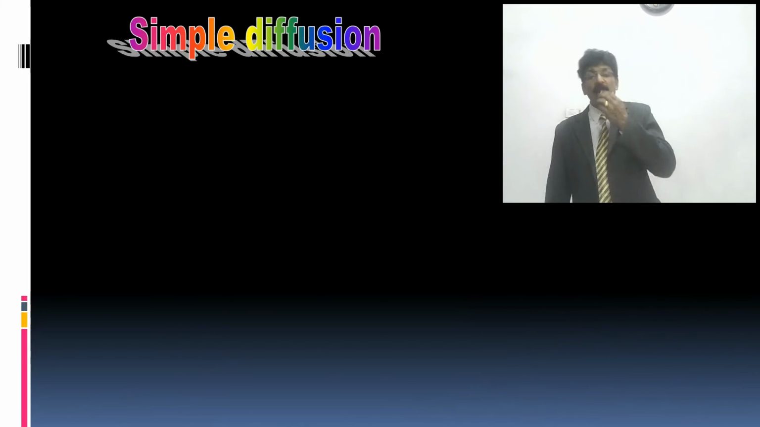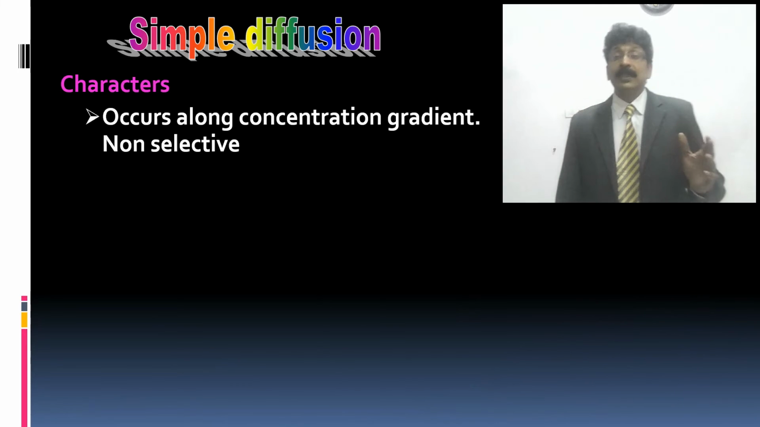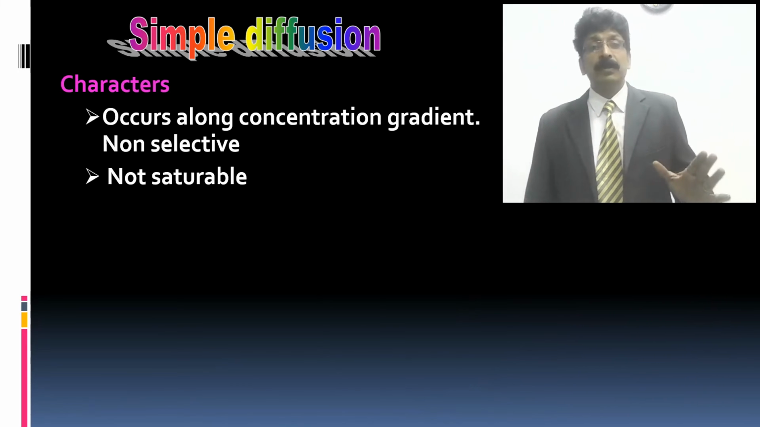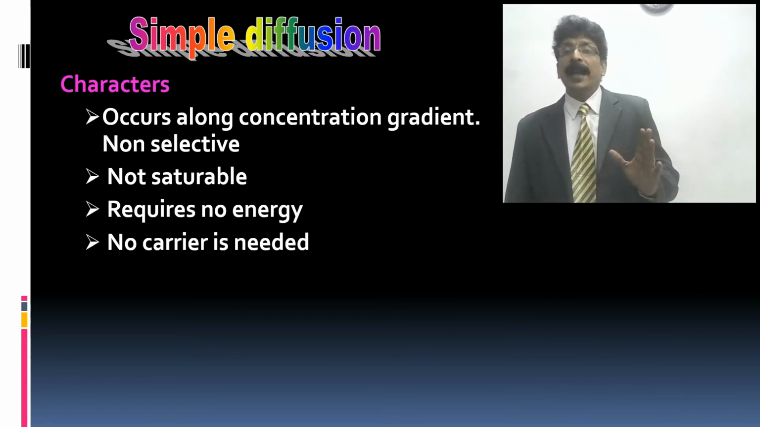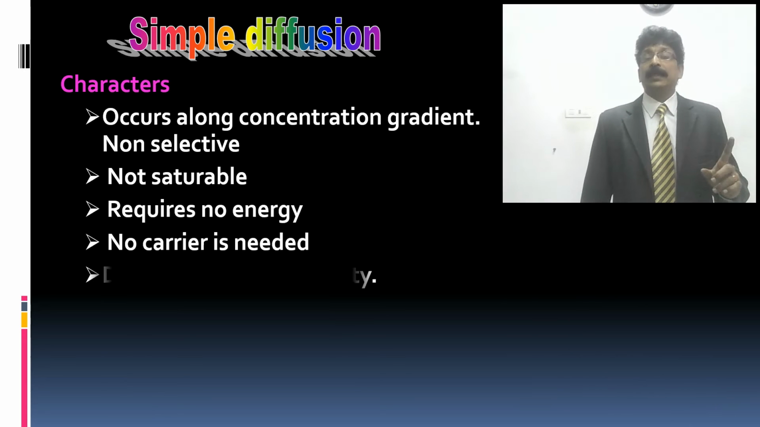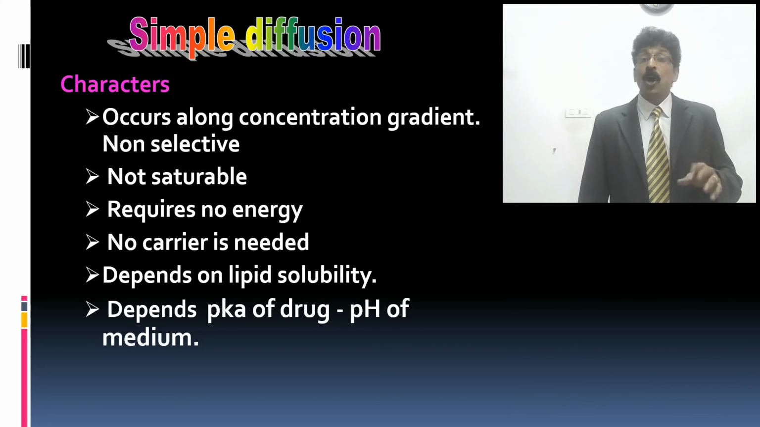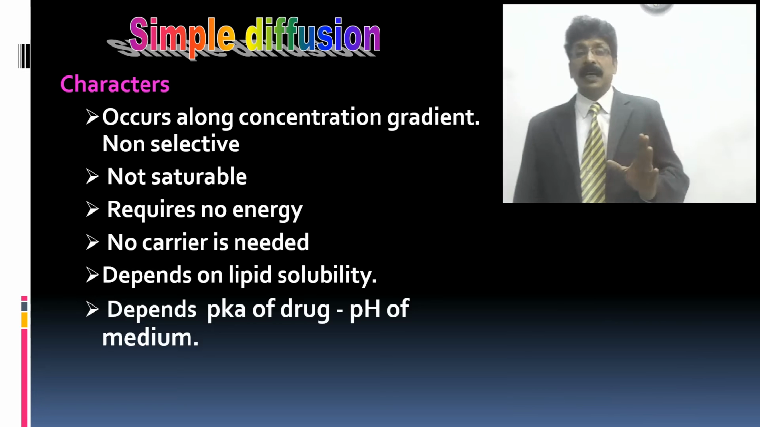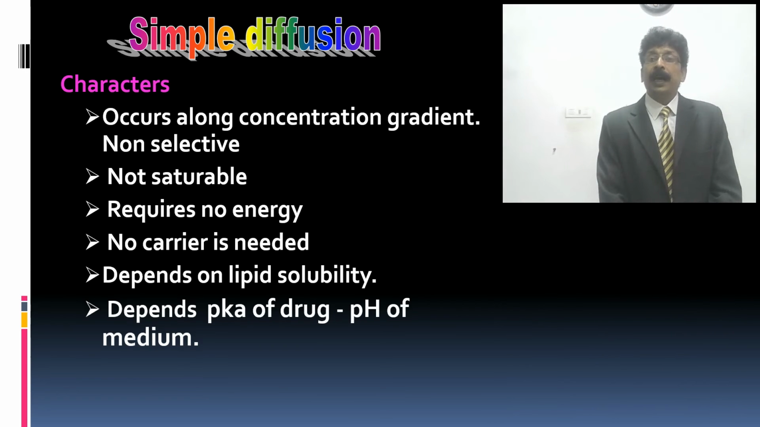So what is simple diffusion? Its characteristics: it occurs along the concentration gradient, is non-selective, non-saturable, and requires no energy. No carrier is needed. It depends on lipid solubility, and it depends on the pKa of the drug and the pH of the medium.